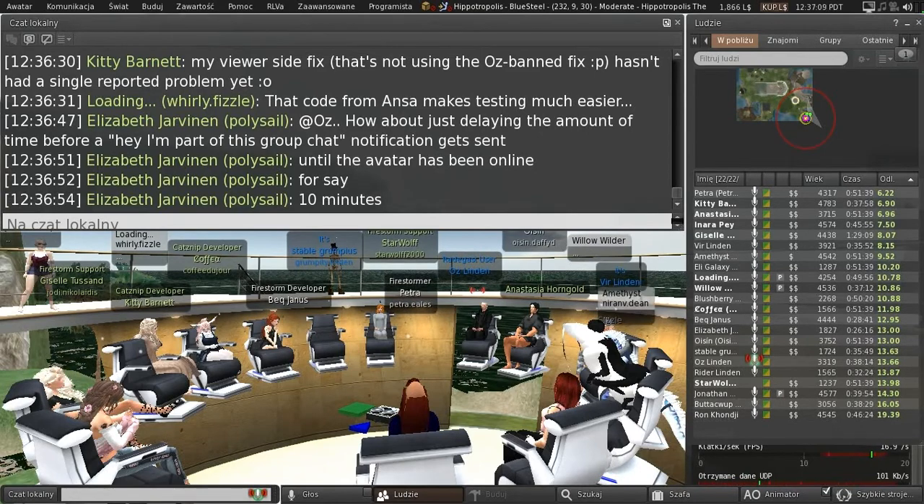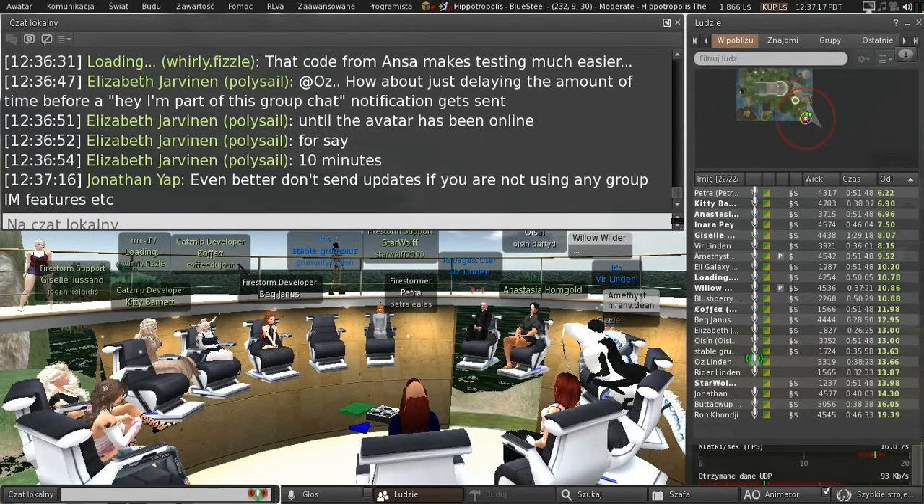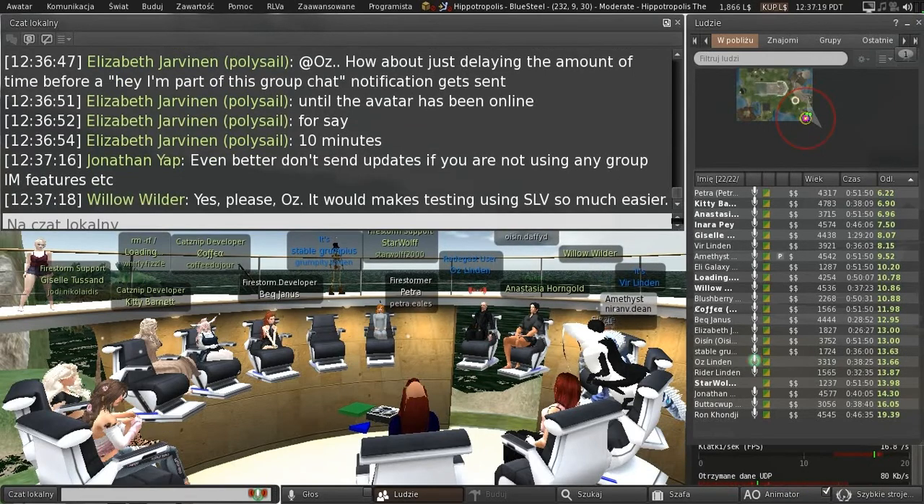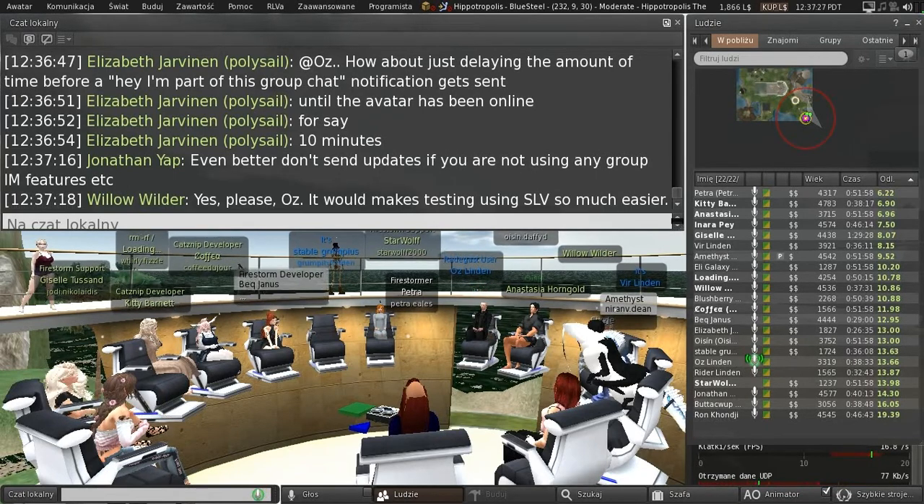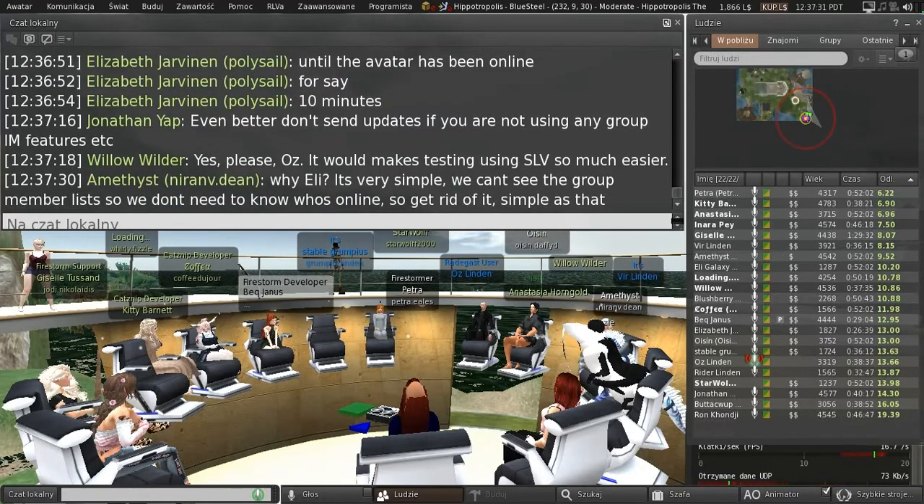Do we understand why avatar arrival in a region has such a massive impact? We have a partial understanding of that. I'm not sure we completely understand it, and we have some ideas on how to fix it. Well, how to improve it anyway.